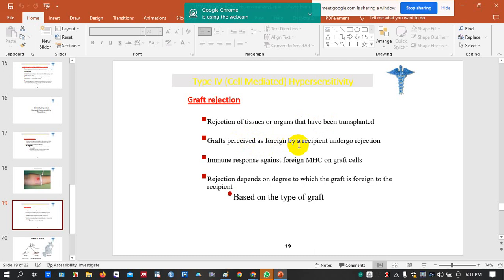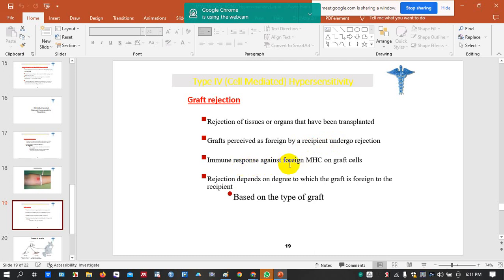Grafts perceived as foreign by a recipient undergo rejection. A graft is what? Any part of the body you want to substitute in somebody who has an organ failure. So if you buy an organ from an organ bank, come and put it in somebody who has an organ failure, we call it a graft. And if the person's body says, no, I don't know this organ, it is totally different from my genome or my genes or my genetic makeup, then the body will reject it, produce antibodies against the organ, and there will be an immune response.